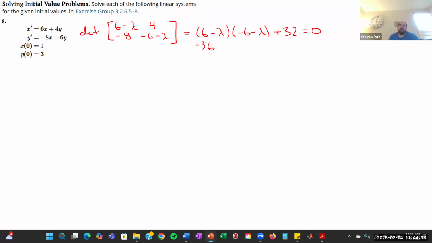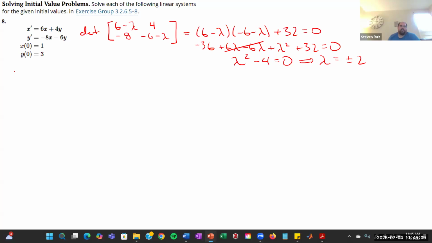So -36 plus 6 lambda minus 6 lambda. We like that. Plus lambda squared plus 32 equals 0. That cancels, so I get lambda squared minus 4 equals 0, which means that lambda equals plus or minus 2. Okay, now I need eigenvectors that fit either one of those.